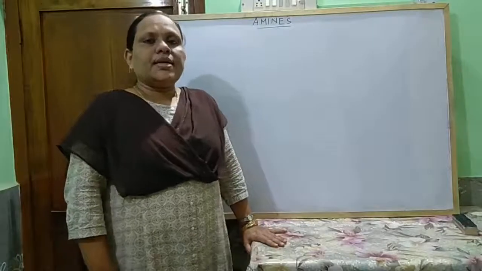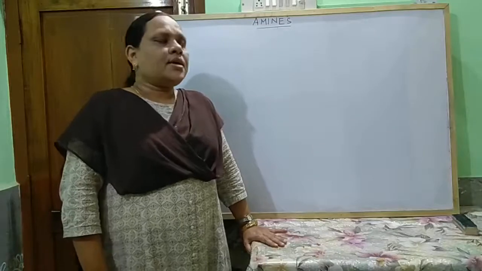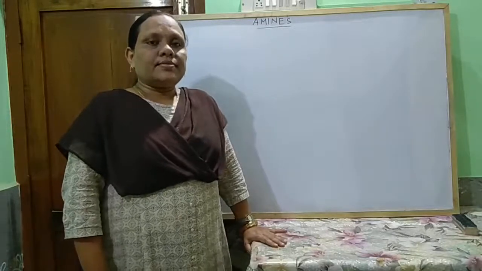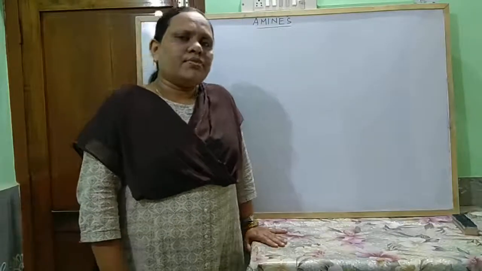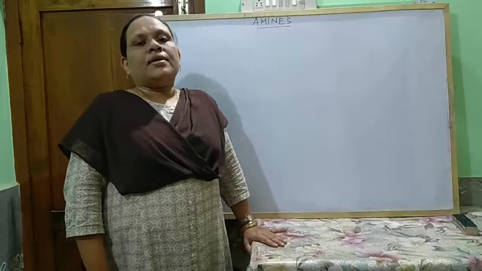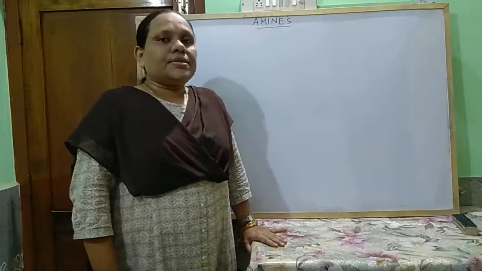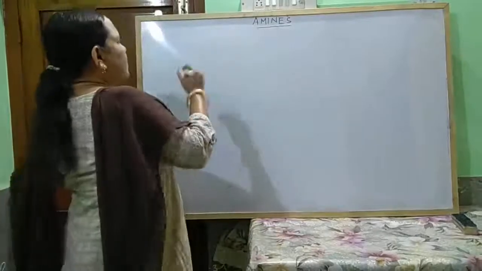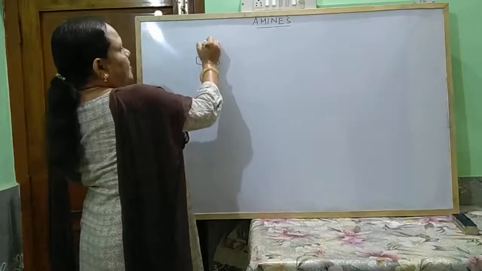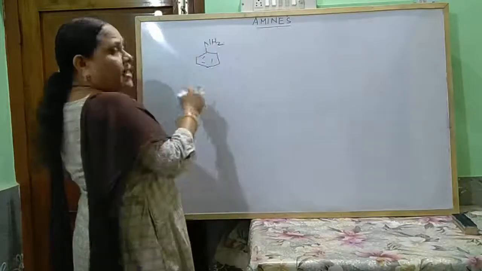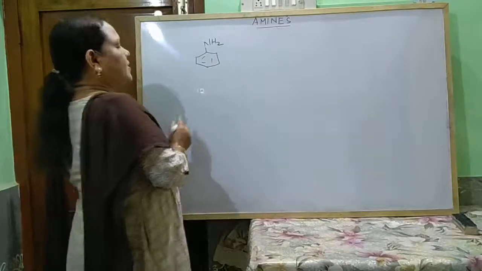Hello students, last class we have studied about the basic character of amines. So we have discussed about what is the basic character of aliphatic amines and aromatic amines. But what happens to its basic character if any group is substituted at the nitrogen atom of aniline? Look here, this is NH2. When N-substituted amines are there, then what happens to the basic character?